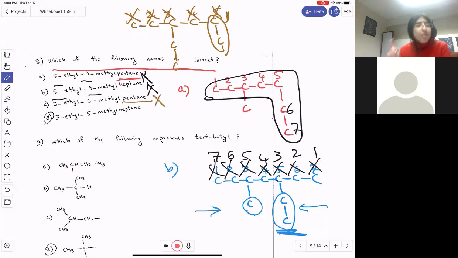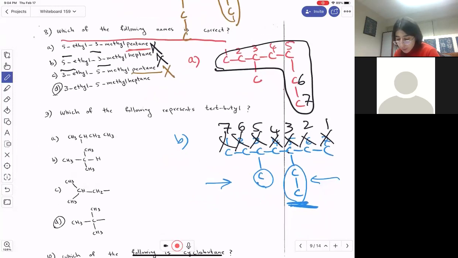And always read all the questions. Even if you're sure that this is the answer, unless you literally don't have any time and I'm going to force you to give me the exam, you should also read and solve the last one. So methyl heptane. Heptane has 7, right? 1, 2, 3, 4, 5, 6, 7. 5 methyl, 3 ethyl.